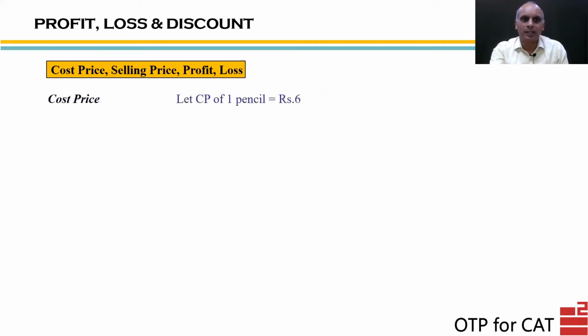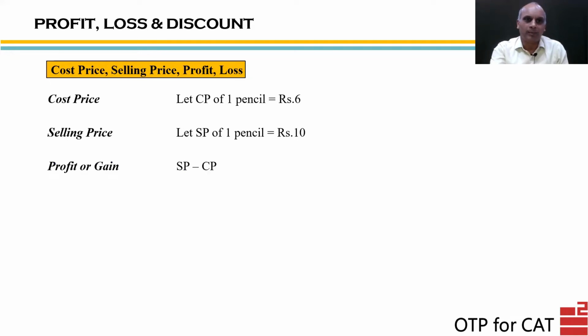For cost price, let us say we have the cost price of one pencil be rupees 6, and let us also assume that the selling price of the same pencil is 10 rupees. Obviously, in this case, since selling price is more than cost price, it's a case of profit, and profit will be SP minus CP, provided that SP is more than CP. In this case, the profit will come out to be 4 rupees.